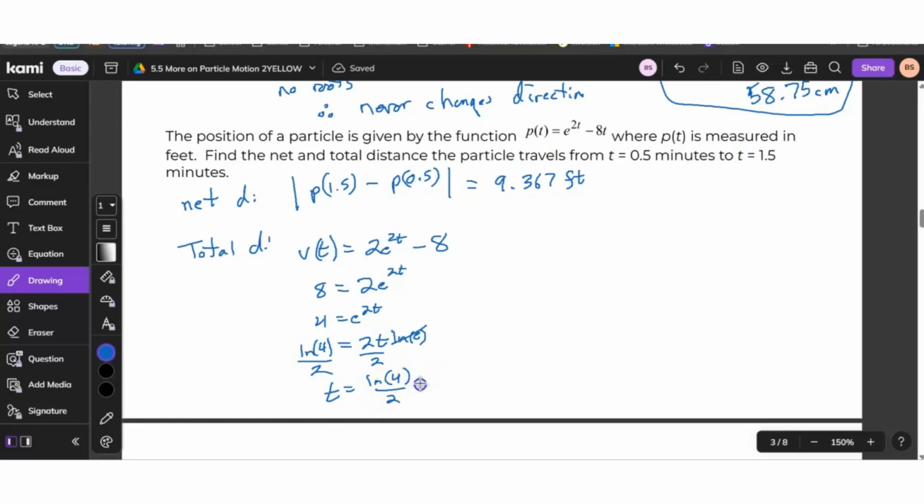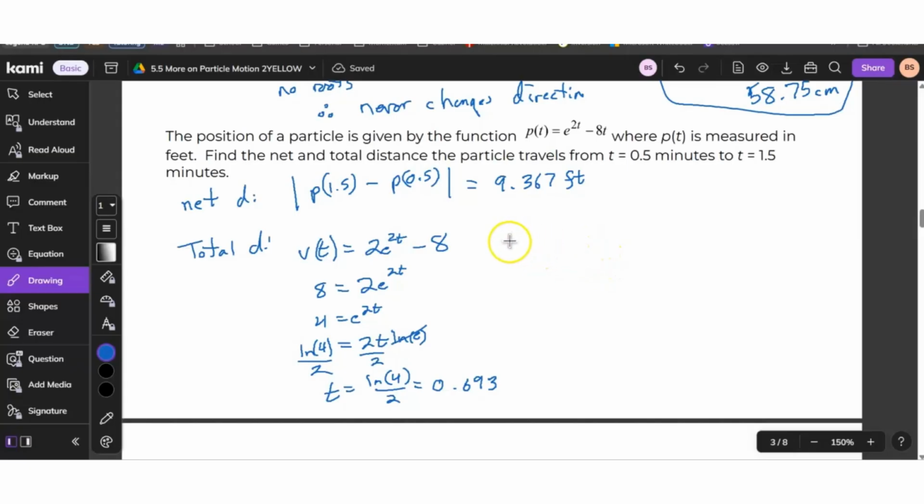So we should probably find out what that is as a decimal. Somebody want to help me out? You also have a calculator in your hands right now. All right, it's 0.693. All right, so now I can do a little chart. Actually, I don't even need to do a chart.